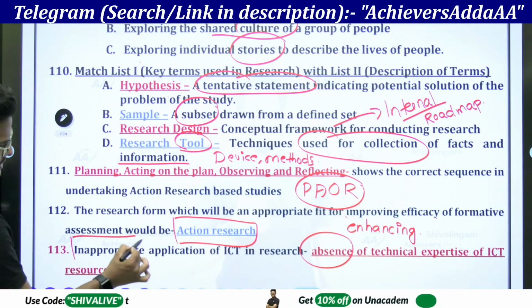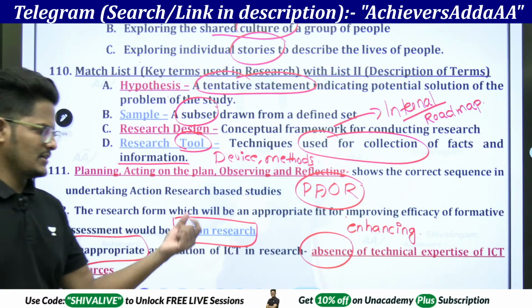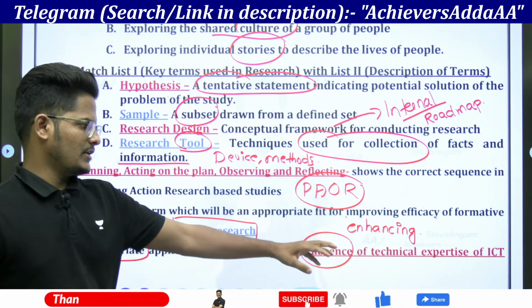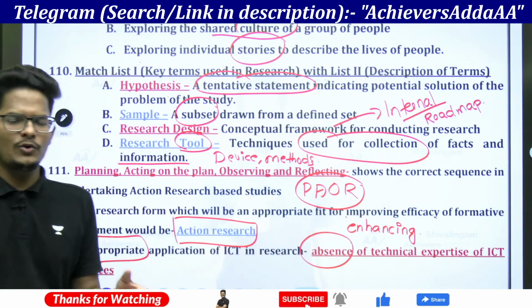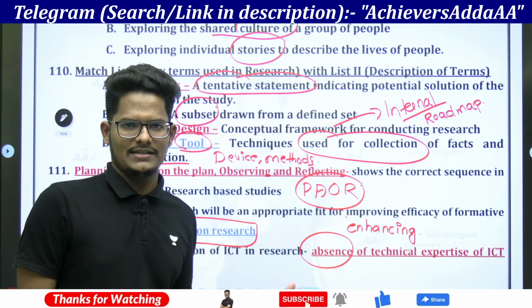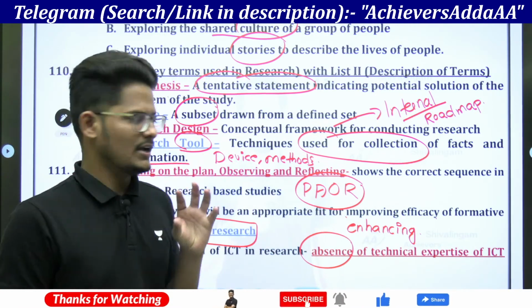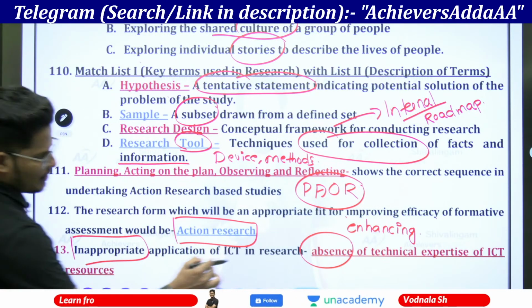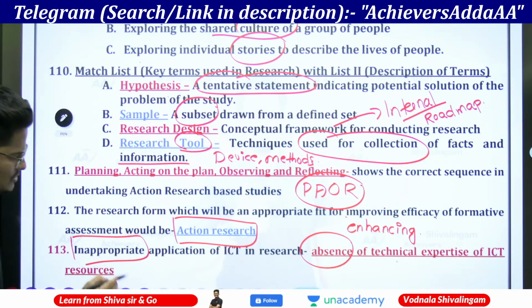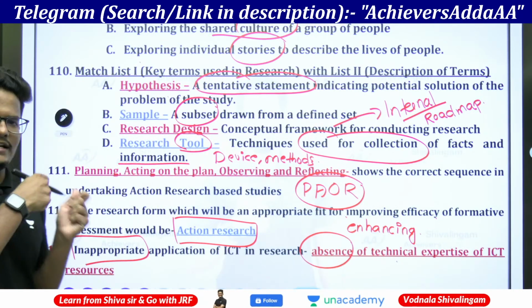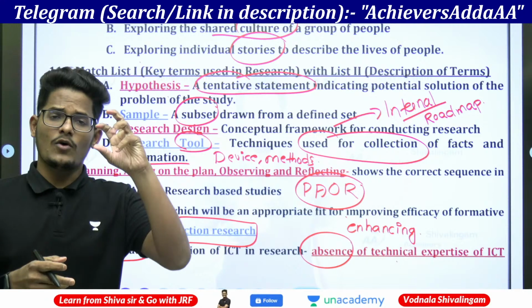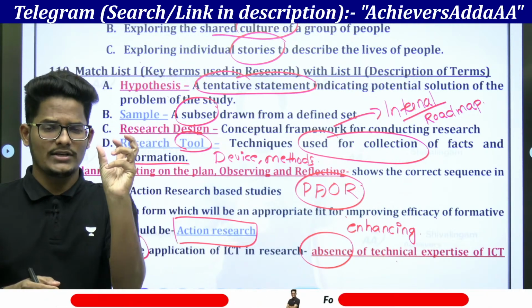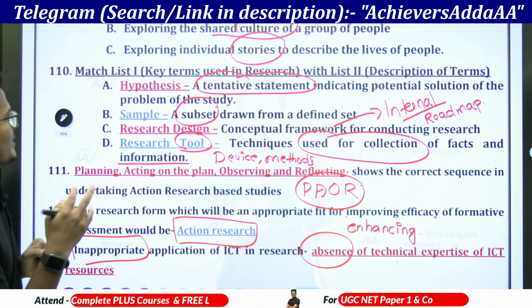Inappropriate application of ICT in research: the absence of technical expertise of the ICT resources. It is not appropriate to apply information communication technology wherever you don't have technical expertise. If you don't have technical knowledge, how can you apply ICT? You don't know how to use SPSS, still you are trying to use it. It is an inefficiency. If you don't know what ICT tool is required for your study, then you are applying it randomly.